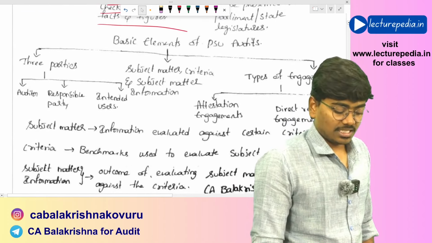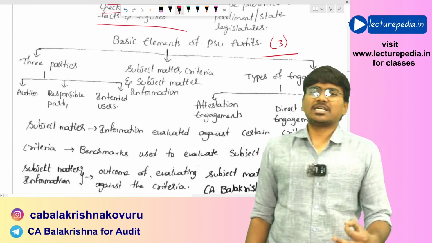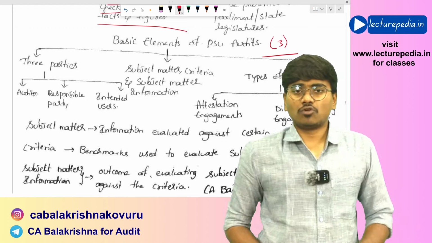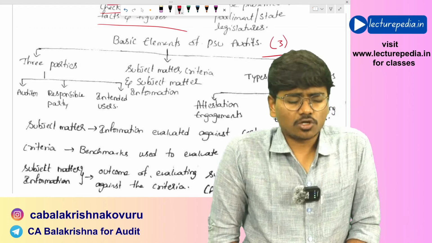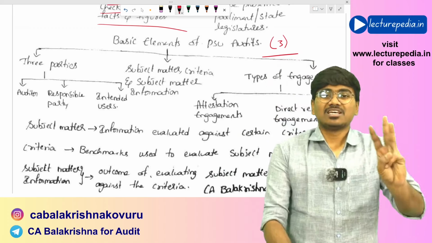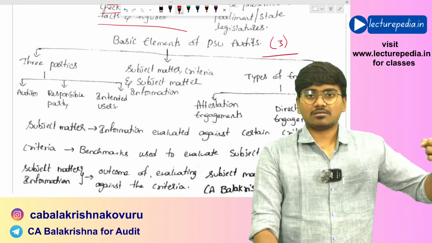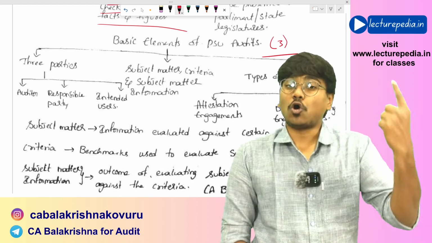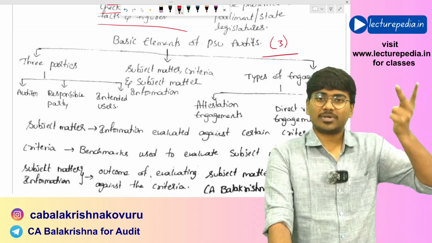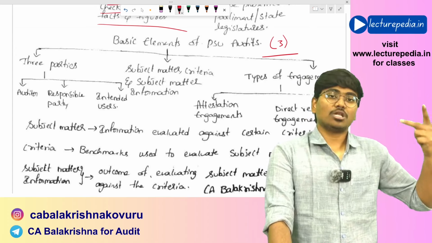Basically there are three elements in the PSU audit. First element is parties involved. How many parties will be involved in CNAG audit, that is PSU audit? Not only PSU audit, in any type of audit, generally three parties will be involved. First party is the auditor, that is the person who is conducting the audit. Second party is the responsible party or responsible person, that is the client. We'll be calling the client the responsible party.